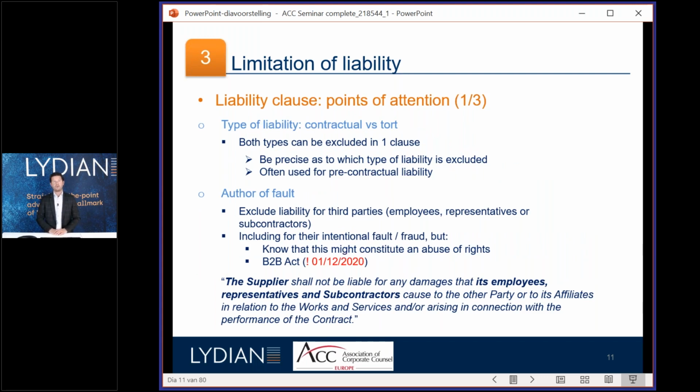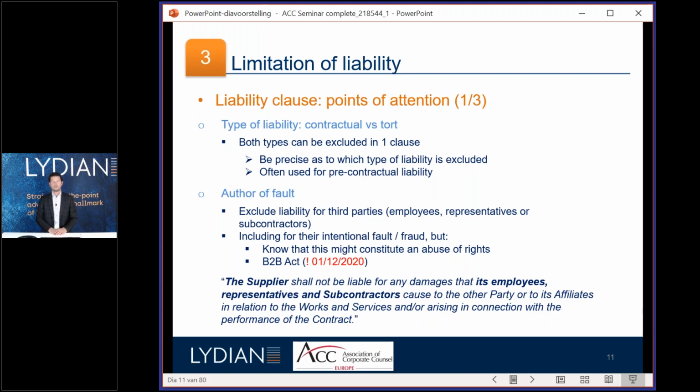The next slides are some points of attention, which I will go through rather quickly. The type of liability, what you can exclude or limit, is contractual versus tort. Tort is a common law concept, but it's a synonym in Belgian law or European civil law for extra-contractual liability. So you have to be very precise.